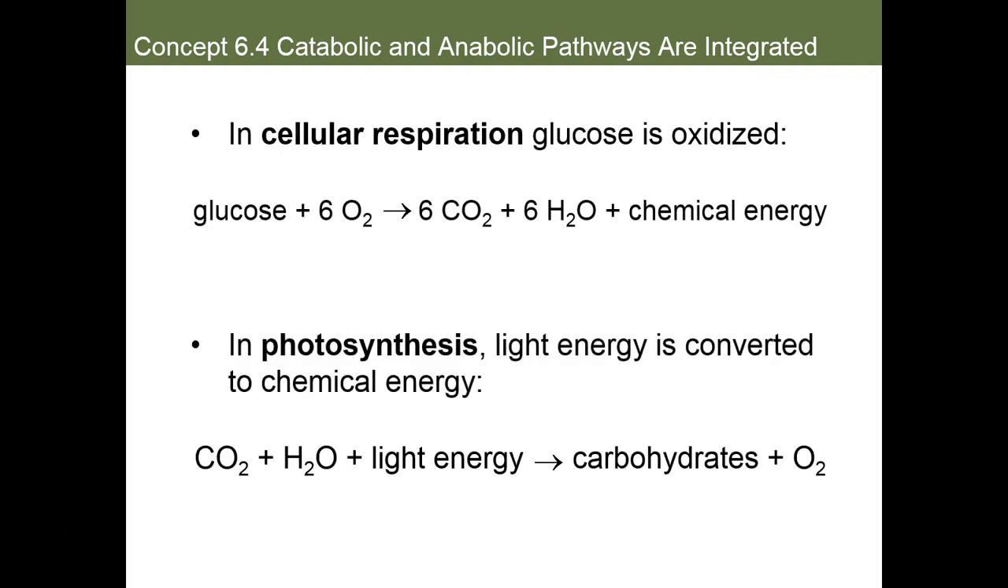On this slide we have two equations that summarize cellular respiration and photosynthesis. In cellular respiration, glucose is oxidized to make ATP, chemical energy, and produces carbon dioxide and water as byproducts. Photosynthesis converts light energy to chemical energy. Photosynthesis takes carbon dioxide, water, and light energy to produce carbohydrates, such as glucose, and oxygen is produced as a byproduct.